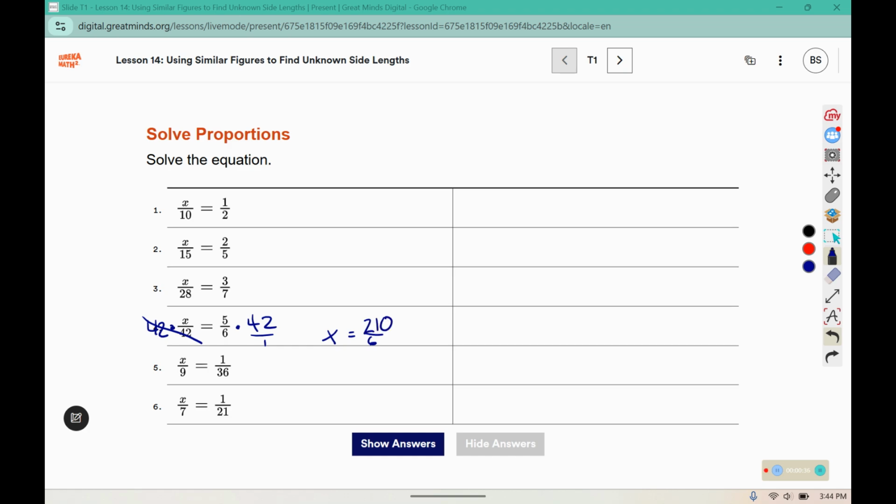Now you can simplify that. 210 can be divided by 6 and it gives you 35. Go ahead and complete the remaining problems. Some of them will still be fractions. Others may come out to whole numbers like we saw in problem 4.